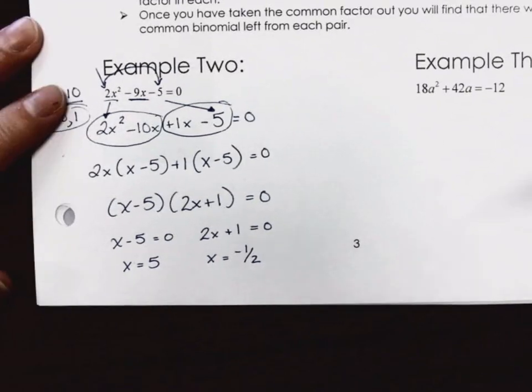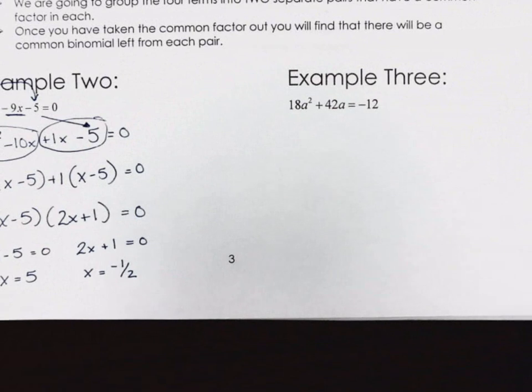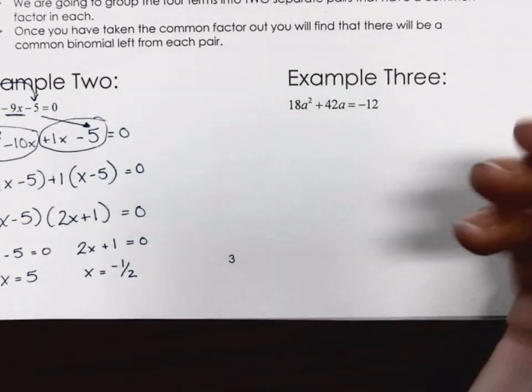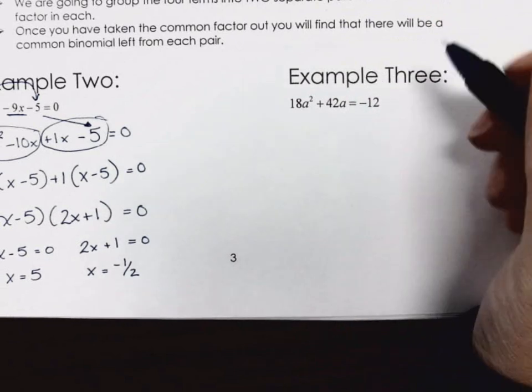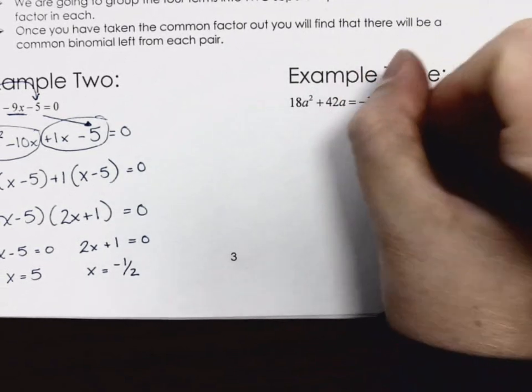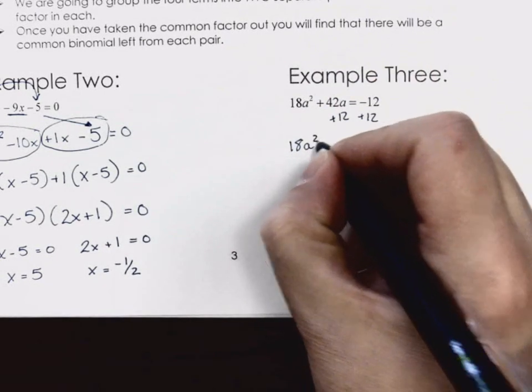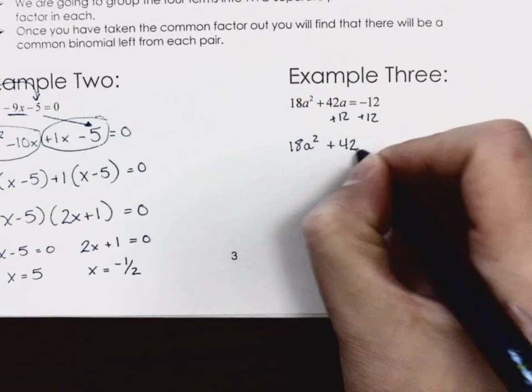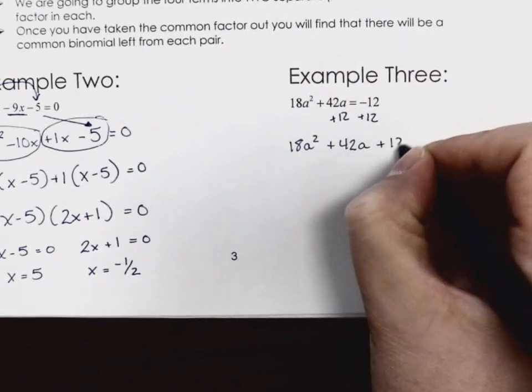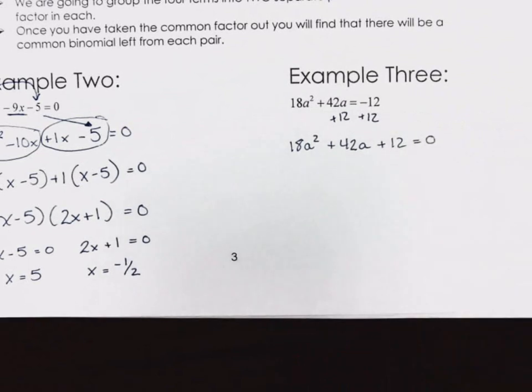Okay, the next one, before I even get started, I've got to do a little bit of math. I want to set it equal to 0. It has to be equal to 0. So I've got to bring this guy, the negative 12, to the other side. So I'm going to add 12 to both sides. So I'm going to have 18a squared plus 42a plus 12 equals 0.